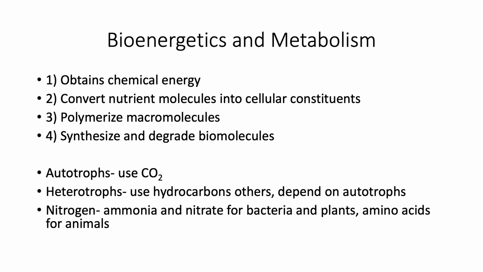So we talked about bioenergetics and metabolism. We talked about this in the first talk, where you have obtaining chemical energy. Nutrient molecules are converted into cellular constituents. They polymerize macromolecules, and synthesize and degrade biomolecules. Autotrophs, again, use carbon dioxide, heterotrophs use hydrocarbons, and they depend on autotrophs for the carbohydrate. And for nitrogen, ammonia and nitrate are used by bacteria and plants, and amino acids by animals. And this will be part and parcel of some subsequent talks that we'll be doing that employ this particular issue.